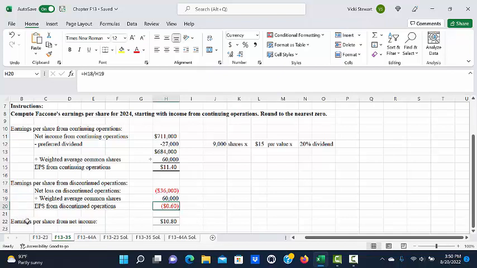So overall, after subtracting discontinued operations, earnings per share from net income would be $10.80. And that is the conclusion of the demonstration for exercise F1335.